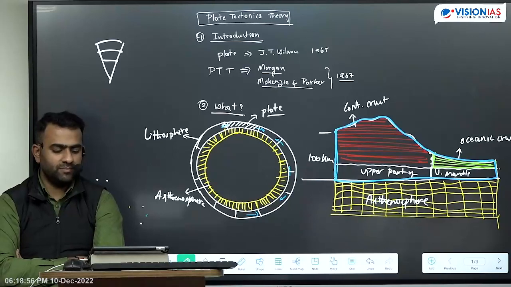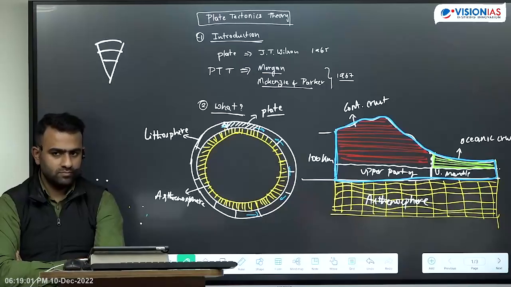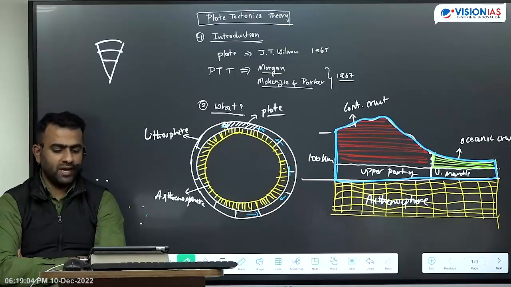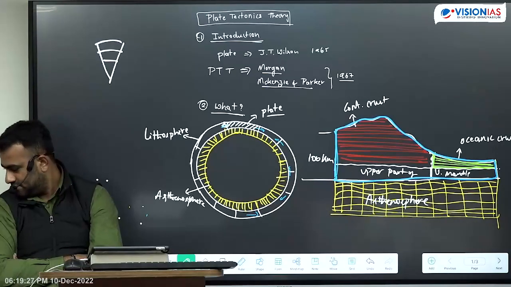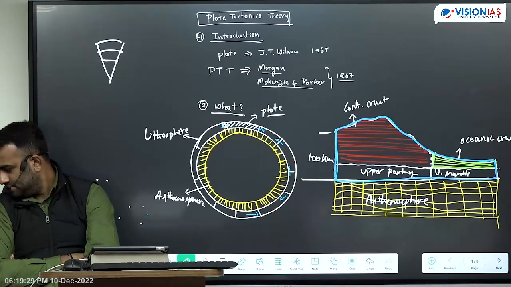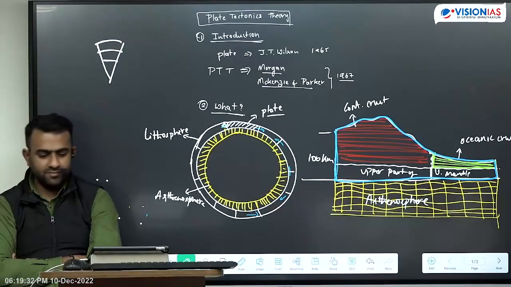Next point: there are many minor plates, such as Nazca plate, Cocos plate, Arabian plate, etc.